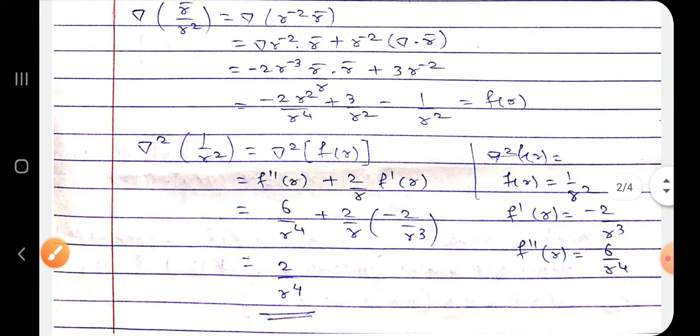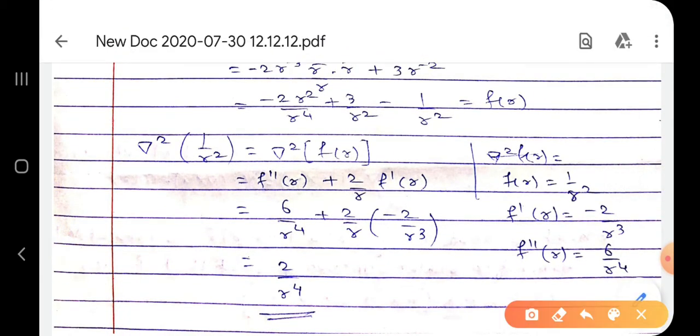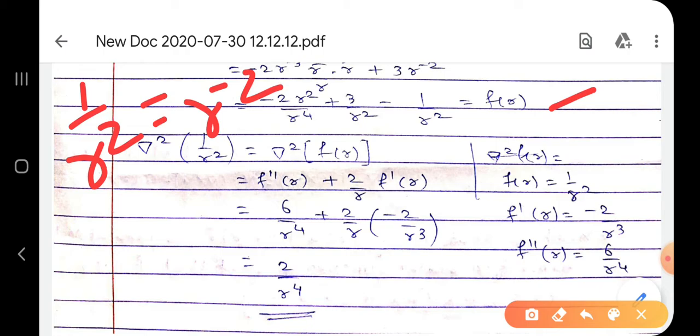Apply that formula here. So del square of 1 upon r square; 1 upon r square is our f of r. Find its two derivatives. First one is f dash of r. What is the derivative of 1 upon r square? I write r raised to minus 2. Its derivative is minus 2 r raised to minus 3, so minus 2 upon r cube. Again, r raised to minus 3, its derivative is 6 r raised to minus 4, so 6 upon r raised to 4. So all derivatives are there.